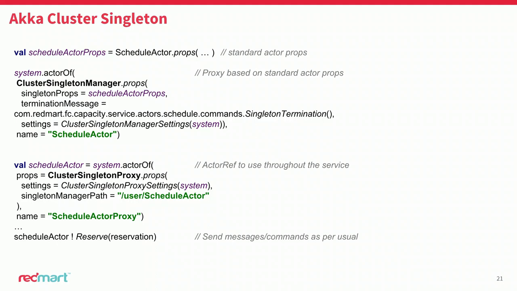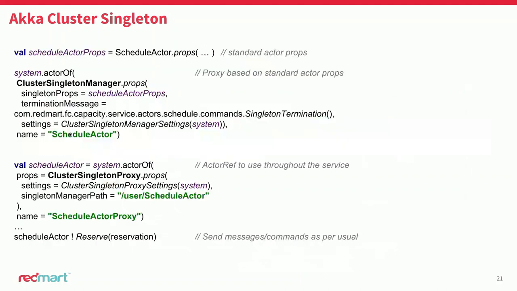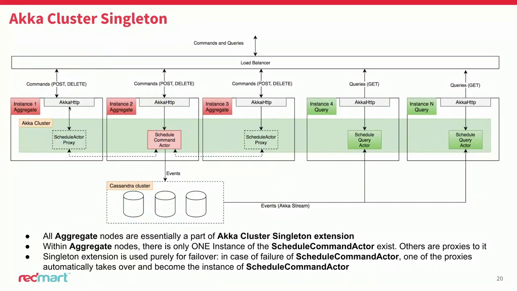Actually, this is the code for how the singleton is set up. It's a bit messy, but from the code perspective, when we set it up, the service itself doesn't know whether this actor is a proxy or not. After the cluster is up, when a message is sent from Akka HTTP to the actor ref, this reference doesn't know whether it's a proxy or not. It happens under the hood. By the way, this sending is a bit of overhead from the traffic perspective.